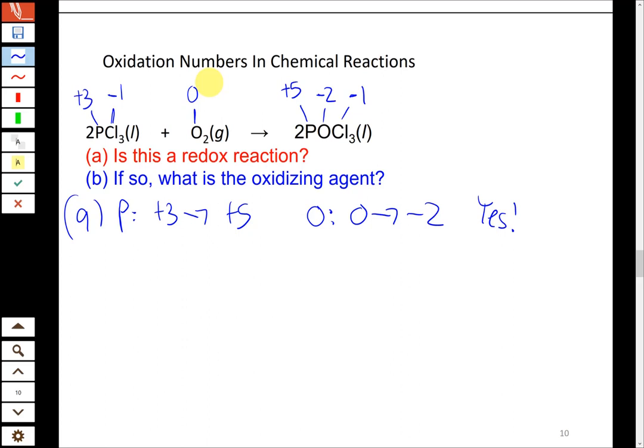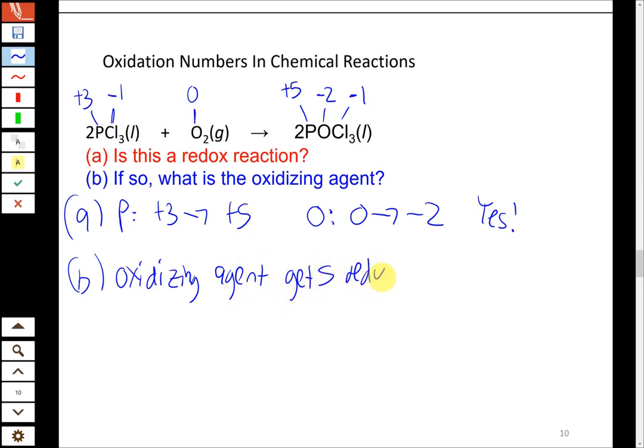And then from here, we have to identify what the oxidizing agent is. The oxidizing agent is the one that gets reduced. Again, the terminology can be a little bit confusing when you're first learning it. The oxidizing agent gets reduced, and what it means to get reduced is that your oxidation number decreases during the reaction, from reactant to product side. So the one that's decreasing is oxygen. Oxygen is going from 0 to -2, and so that means O2 is the oxidizing agent.